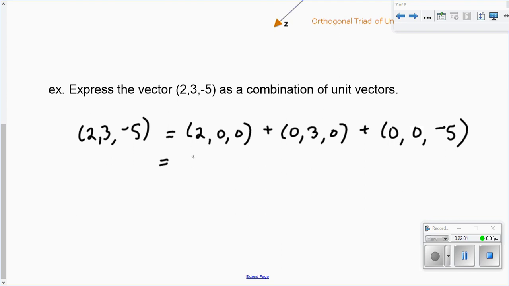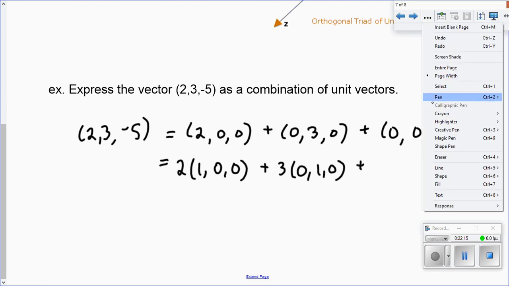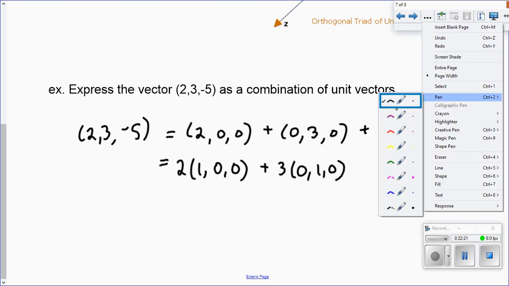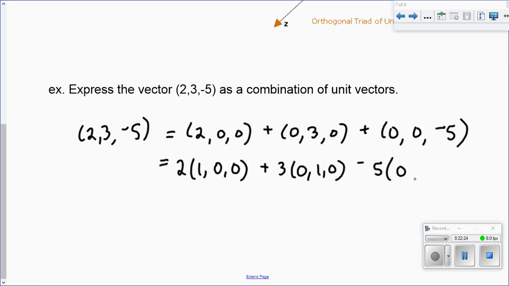Now I can take out a scalar factor. From the first vector, I could take a factor of 2 out. Out of the second vector, I could take a factor of 3 out. And out of the third vector, let's take a negative 5 out, and it leaves me with 0, 0, 1. Now we just learned that 1, 0, 0 is in fact i hat, 0, 1, 0 is j hat, and 0, 0, 1 is k hat.